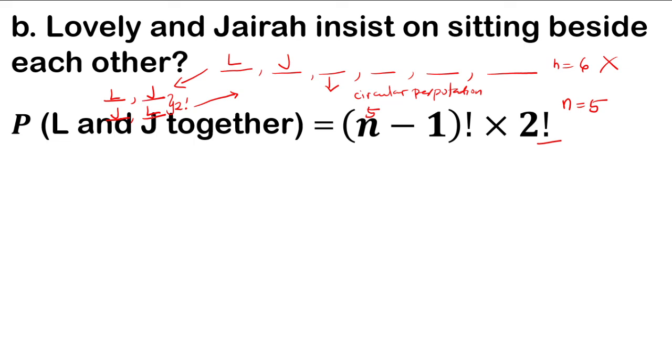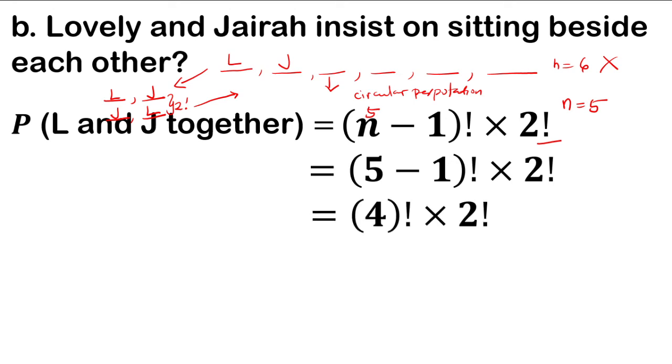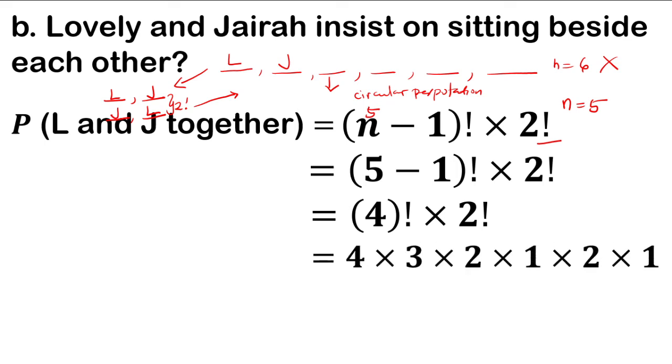Okay? Now, next, by substitution, we have N now will become 5. And 5 minus 1, that is 4. 5 minus 1, quantity factorial, that is 4 factorial. So, 4 factorial times 2 factorial. 4 factorial is 4 times 3 times 2 times 1. And 2 factorial is 2 times 1. 4 times 3 times 2 times 1, that is 24. Times 2, that is 48.